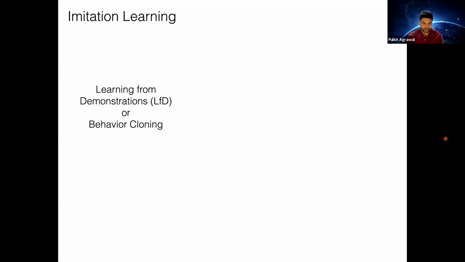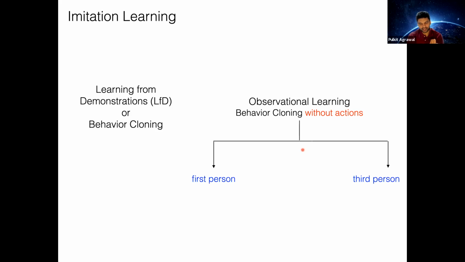Just to remind you, what we looked at in the previous lecture was learning from demonstrations, or behavioral cloning. And today we are looking at observational learning, which means behavior cloning, but without actions. Now there are two setups that one can have. One is a first person setup, and one is a third person setup.